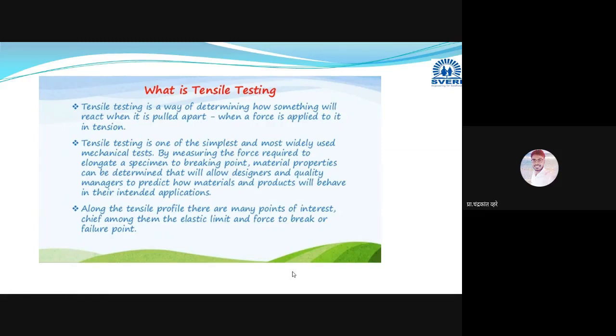Tensile testing is a way of determining how something will react when it is pulled apart, when a force is applied in tension. So this is just a small description, it will take just 2 minutes because it's not difficult. Again, I will give one example so you will understand. In daily routine, rubber, anything, any example? Have you observed any example?